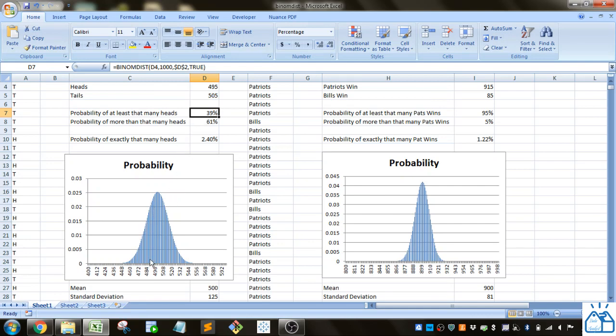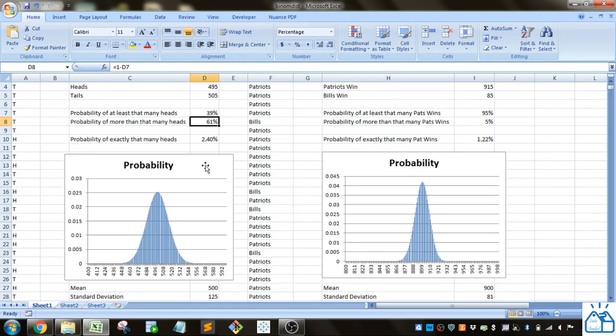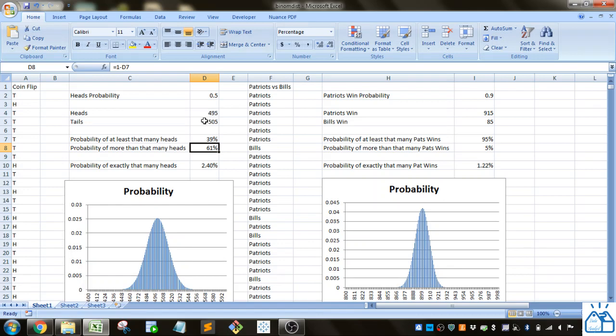And then consequently, the area to the right of that value is 61%. So if you take the area under up to here, up to 1,000, you would get 61%. So the probability of more than 495 heads is 61%. And that makes sense because your expected number of heads is 500, so you would expect that you would get over 50% times more than 495.